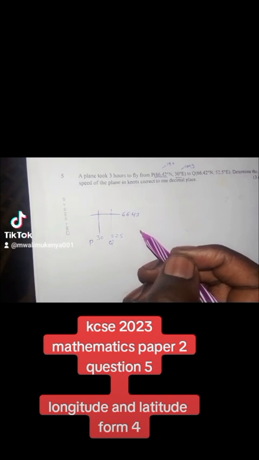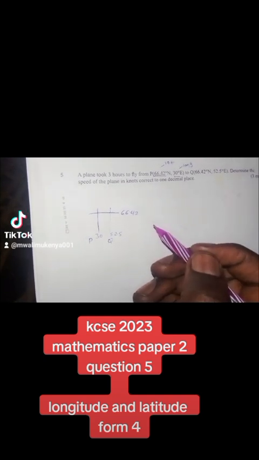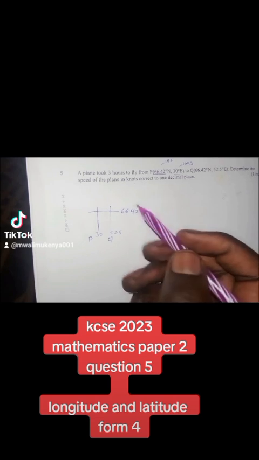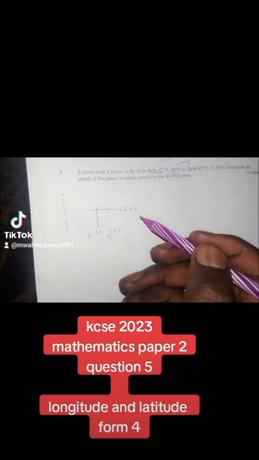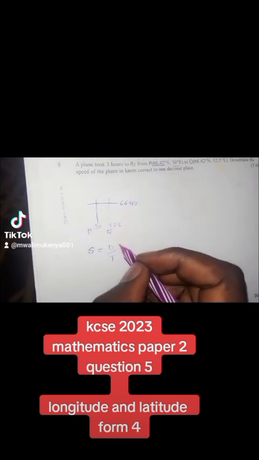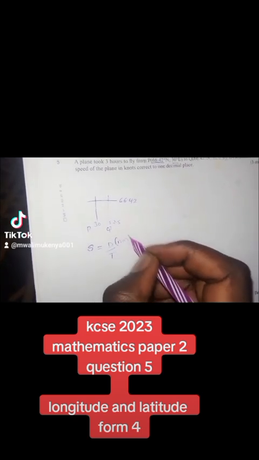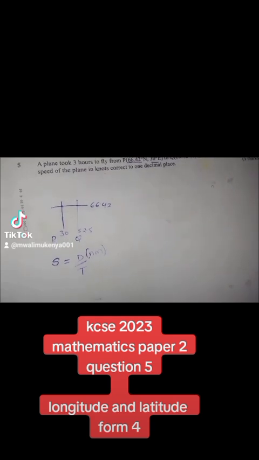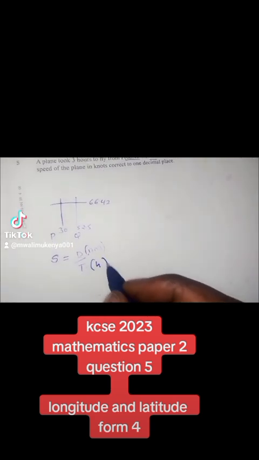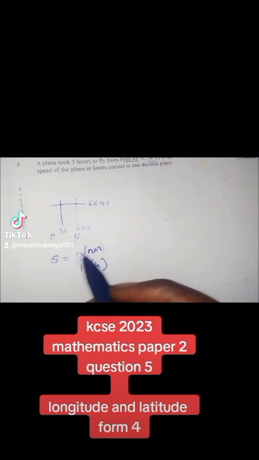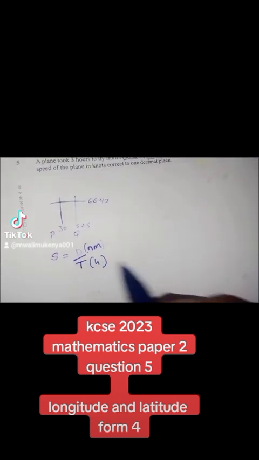So how do we work this out? After realizing that we have longitudes and latitude, we realize that these ones are along a smaller circle. So we are asked to find the speed, and I know speed is equal to distance over time. However, for this case, the distance has to be in nautical miles, and the time should be given in hours.